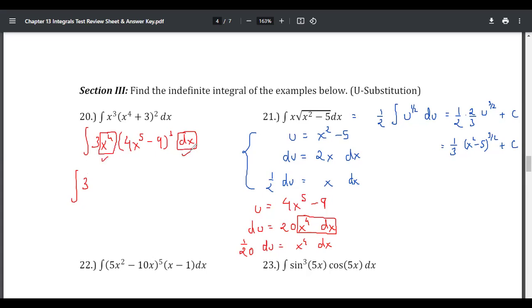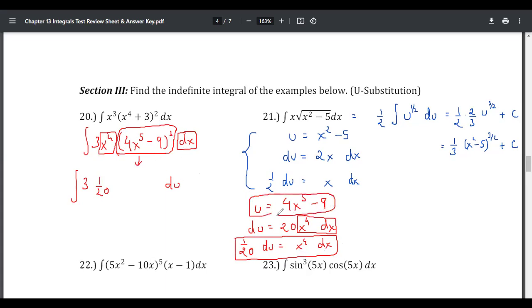Now x to the 4 dx can be replaced with 1 over 20 du because of this. And you put what is remaining. The remaining part is this. What is this in terms of u? What do you replace this with? Isn't that just u cubed? Yeah. So this is how you do substitution. You take it part by part after you have taken the derivatives. Okay. Does that answer all of your questions for this one? Yes. Let me see if I can find the next one.